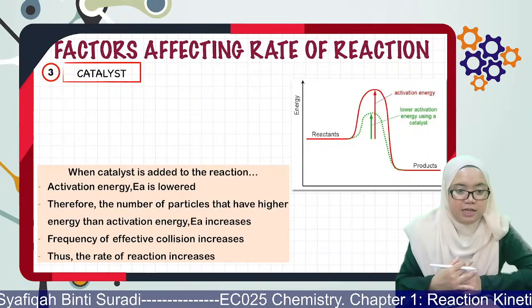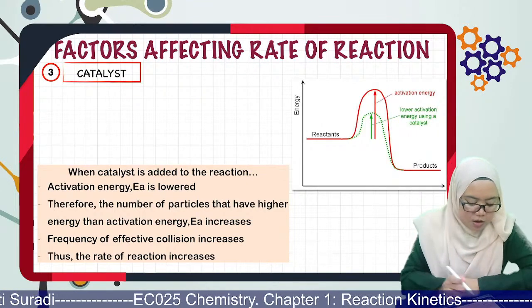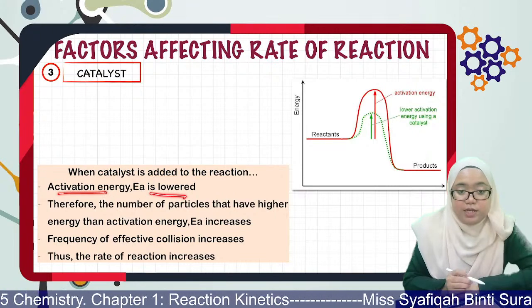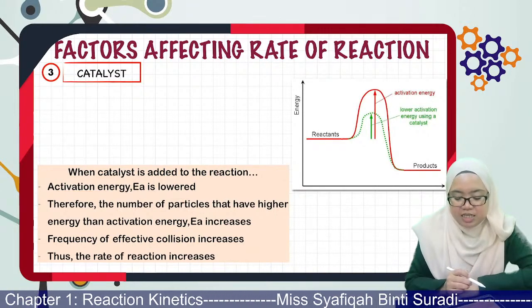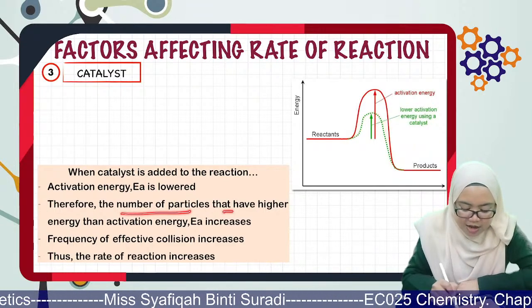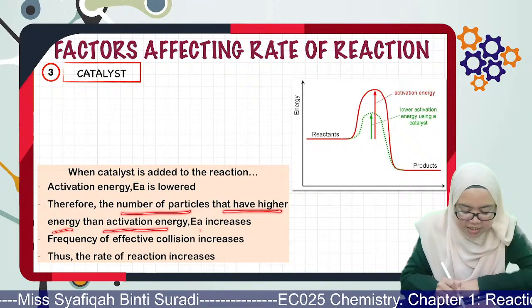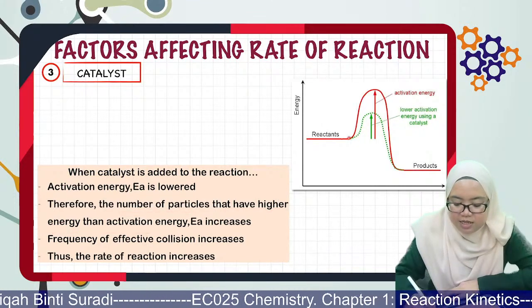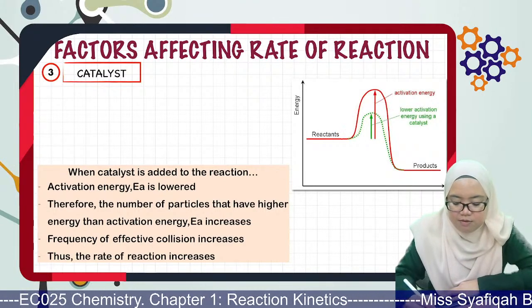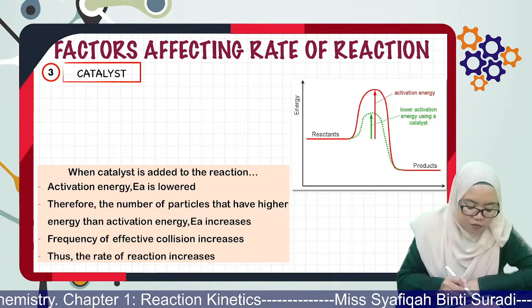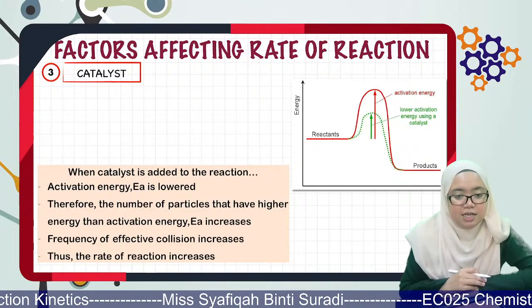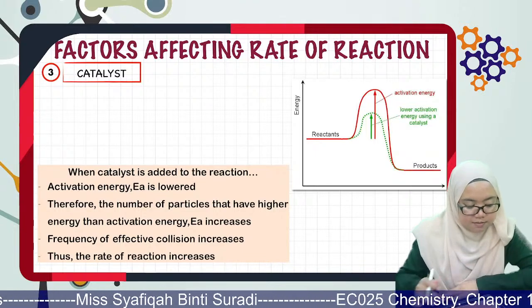So untuk kita nak explain untuk factor catalyst ni, when catalyst is added to the reaction, activation energy is lowered. Okay, so bila activation energy is lowered kat sini, okay, makin rendah, the number of particles that have higher energy than the activation energy increase. Okay, disebabkan EA sekarang dah rendah, banyaklah molekul yang boleh melepasi sini, melepasi EA ni. Alright, so frequency of effective collision pun increase, so thus the rate of reaction akan increase. Alright.